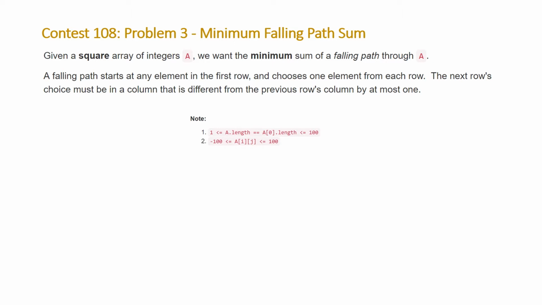The next row's choice must be in a column that is different from your previous row's column by at most 1. And the constraints for this problem are that the dimension of our square array A is going to be between 1 and 100, and the values of each of the elements in that 2D array are going to be between -100 and 100. So let's take a look at the example that Leetcode provided us with.